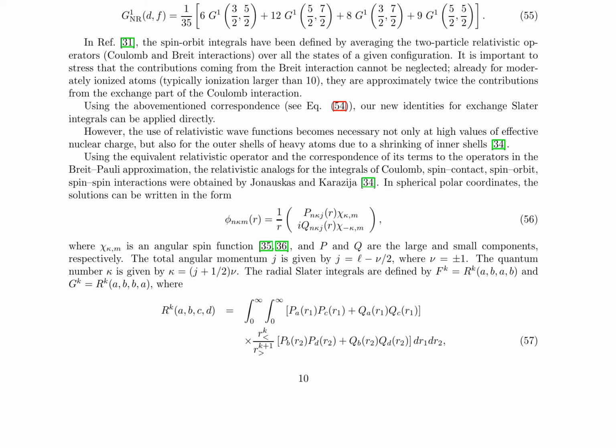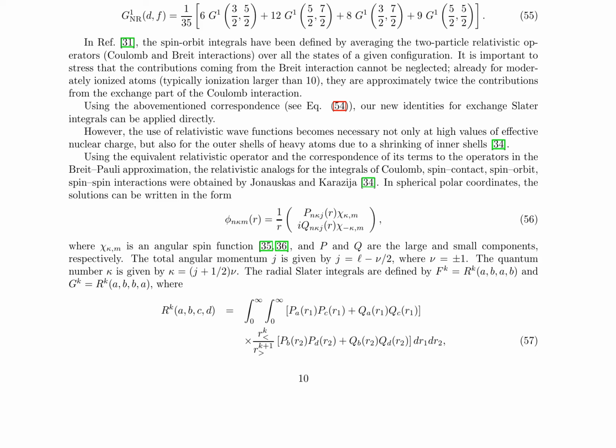Moreover, they discuss the importance of considering the Breit interaction, which cannot be neglected, even for moderately ionized atoms. They reference Ref. 31, which defined spin-orbit integrals by averaging two-particle relativistic operators over all states of a given configuration. The authors also stress the necessity of using relativistic wave functions, not only at high values of effective nuclear charge but also for the outer shells of heavy atoms due to the shrinking of inner shells.